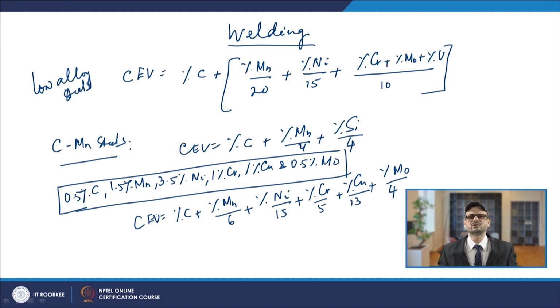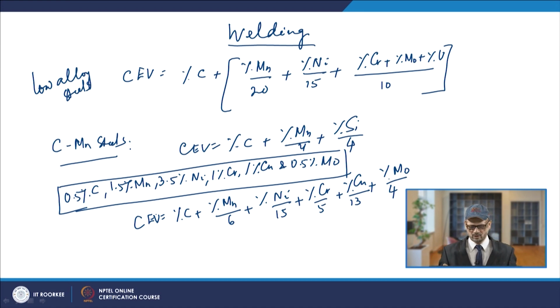The main idea is that once you calculate the carbon equivalent value, that will assist you in deciding, when you do the welding, whether after welding you need to do certain post weld heat treatment, or whether you may think of going for preheating so as to confirm yourself that there will not be any chances of cracks after the welding. So, once you find the carbon equivalent value, depending upon it you can judge whether preheat or post weld heat treatment is required or not.